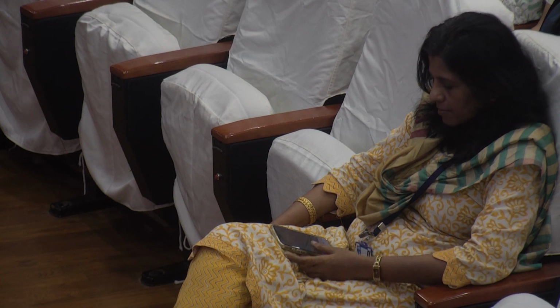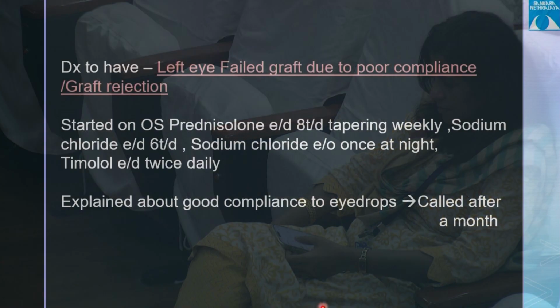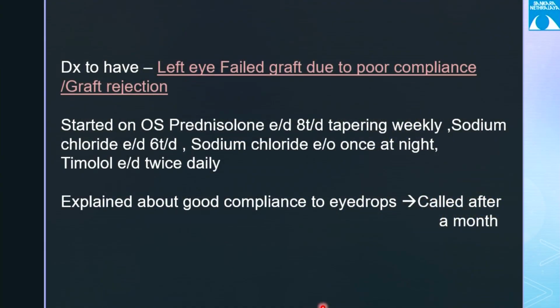So the patient was diagnosed to have left eye failed graft or graft rejection due to poor compliance. He was started on left eye prednisolone eye drops 8 times daily, tapering weekly, along with sodium chloride eye drops 6 times daily, along with sodium chloride eye ointment once at night, and timolol in view of high IOP measured.